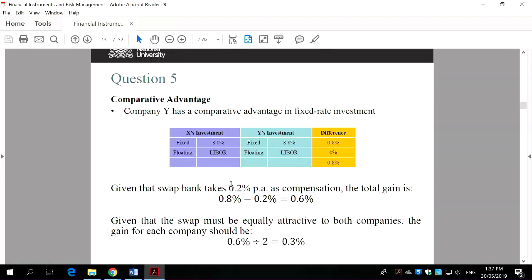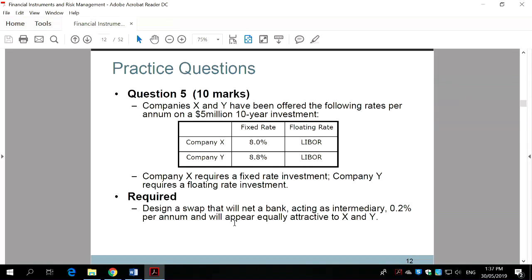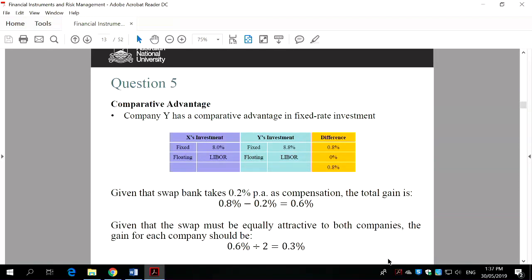But remember to subtract the 20 basis point commission for the bank. So after subtracting the 20 basis points, we're left with 60 basis points to allocate to company X and Y. Because the question says we need to design a swap that's equally attractive, company X and Y share the gain equally, right? So the 60 divided by 2, so 30 basis points goes to company X and 30 basis points goes to company Y.